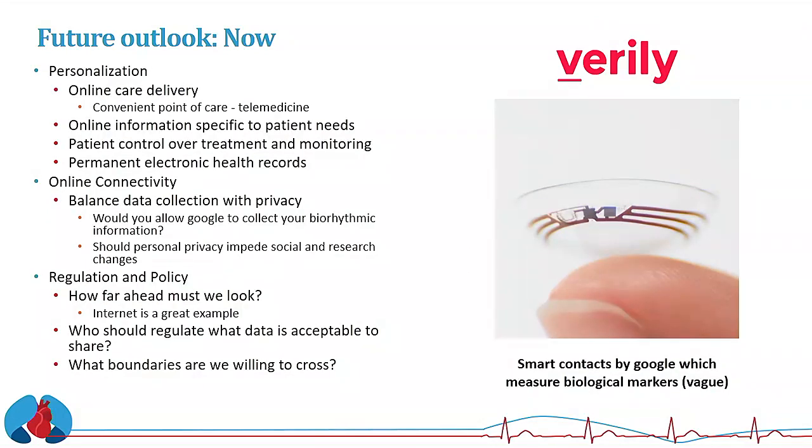But on a more serious note, of course, what are people interested in now? So medicine now, and sensors can help to achieve this, is all about personalization. Everyone wants a specific treatment that is specific to them and that they have control over. So one way that people are looking at that is online care delivery and telemedicine. People want to get treatment on their terms when it's convenient to them. They want online information specific to their needs, to their disease.